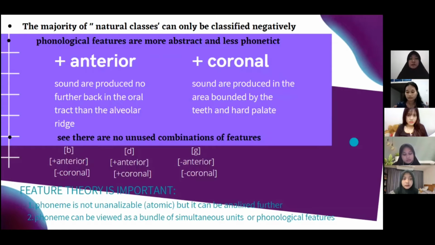And feature theory is important because, first, the phoneme is not unanalyzable or atomic, but it can be analyzed further. And the second is that a phoneme can be viewed as a bundle of simultaneous units of phonological features.